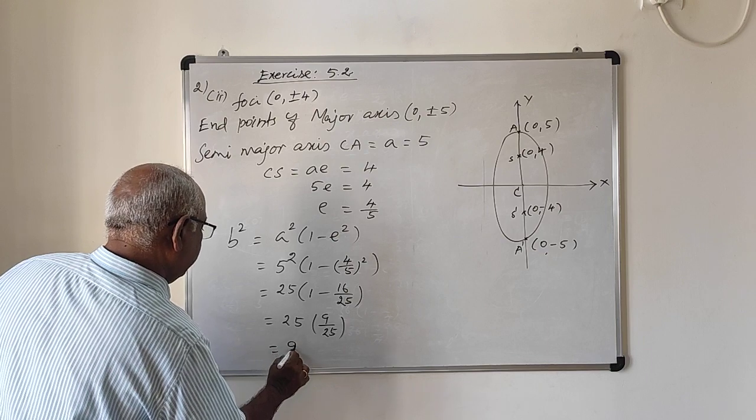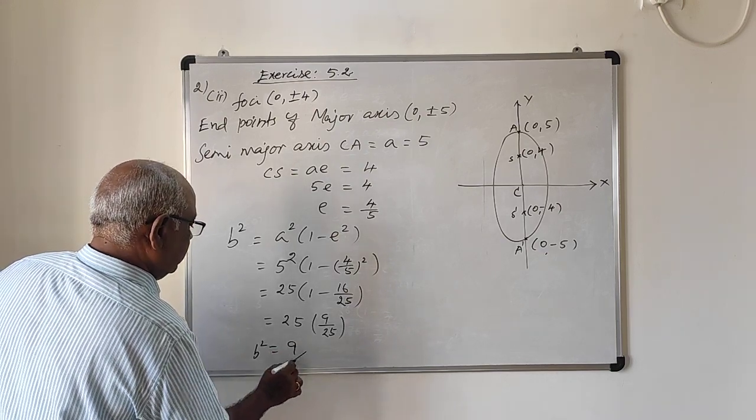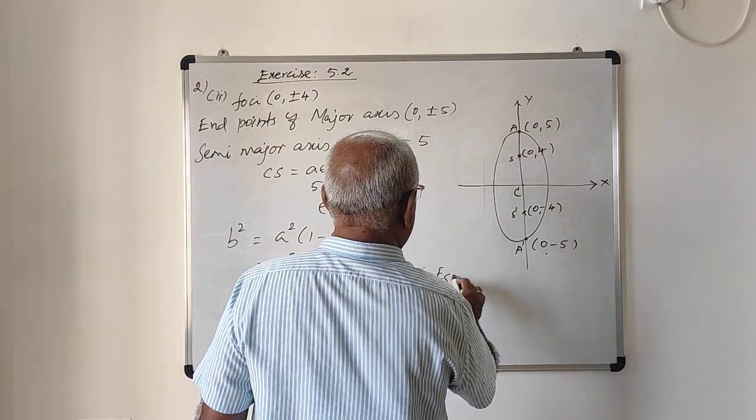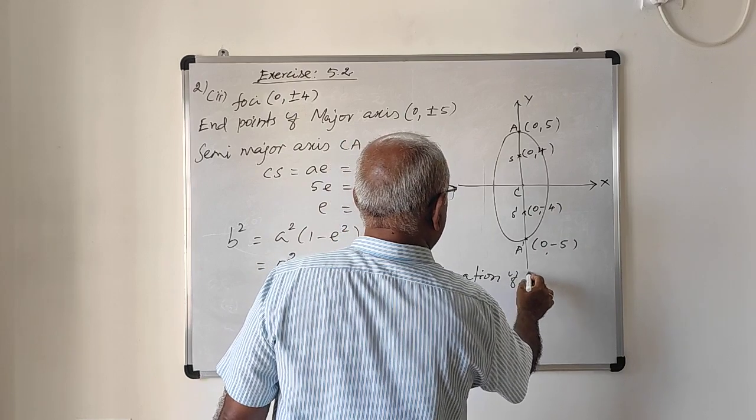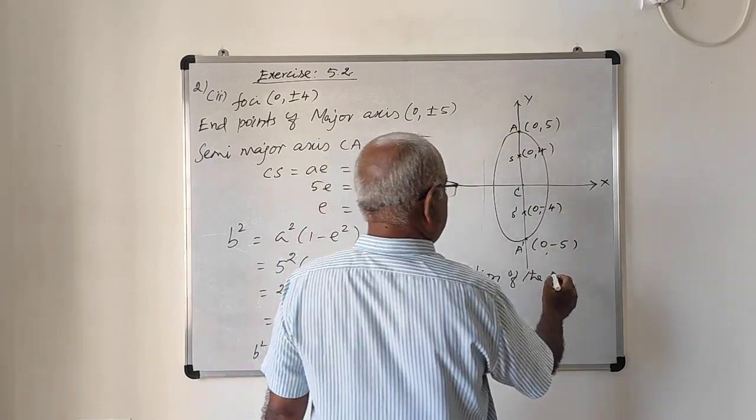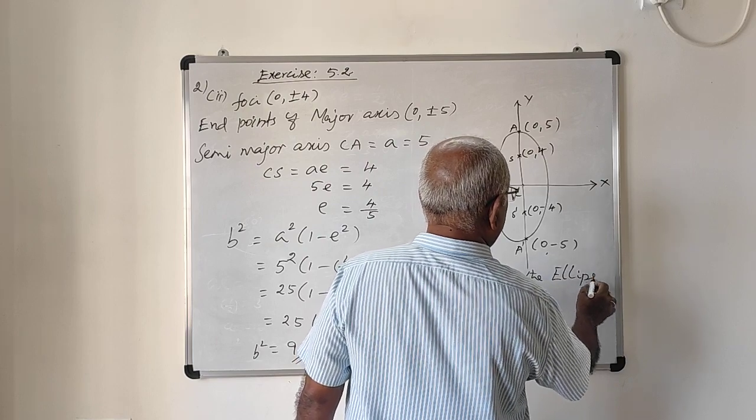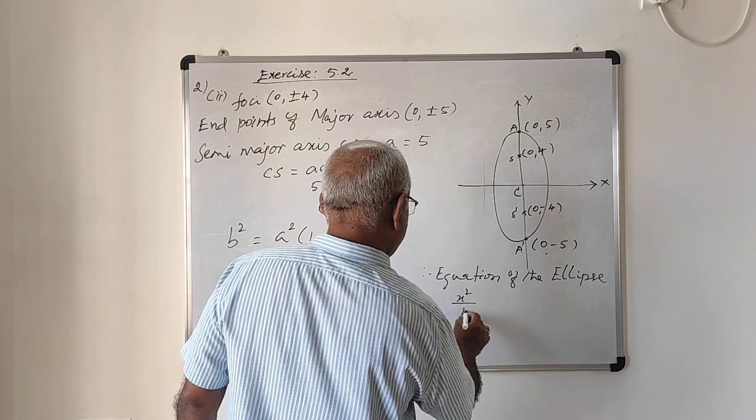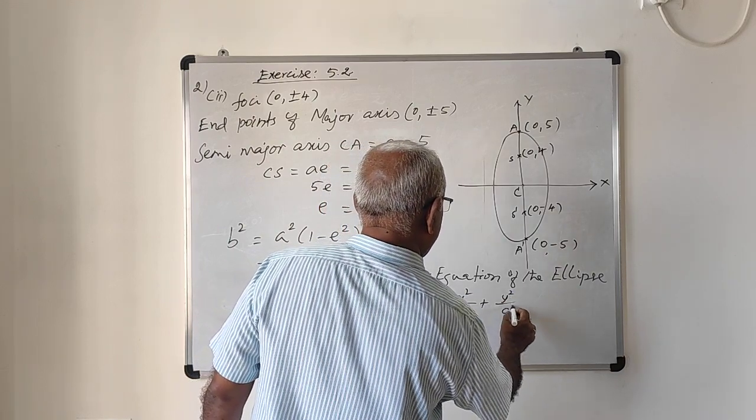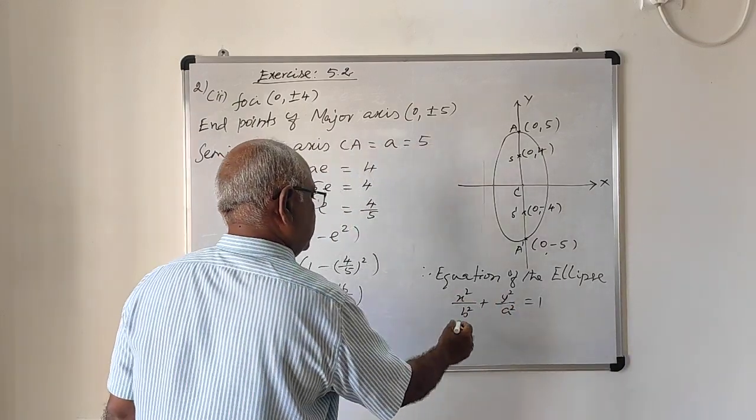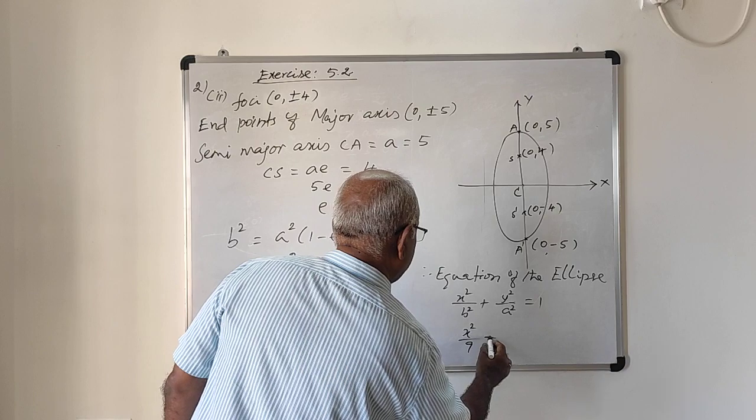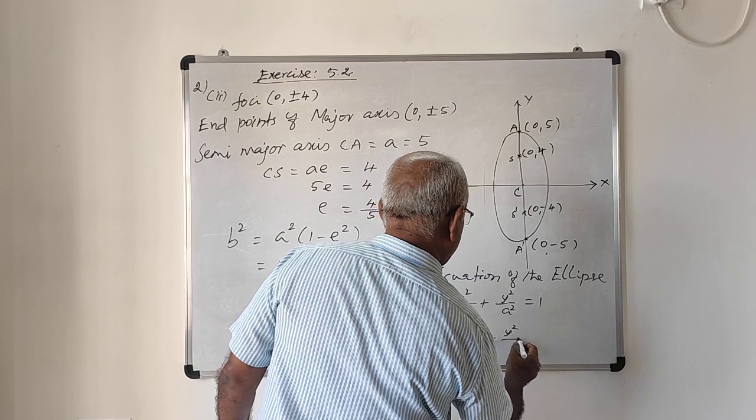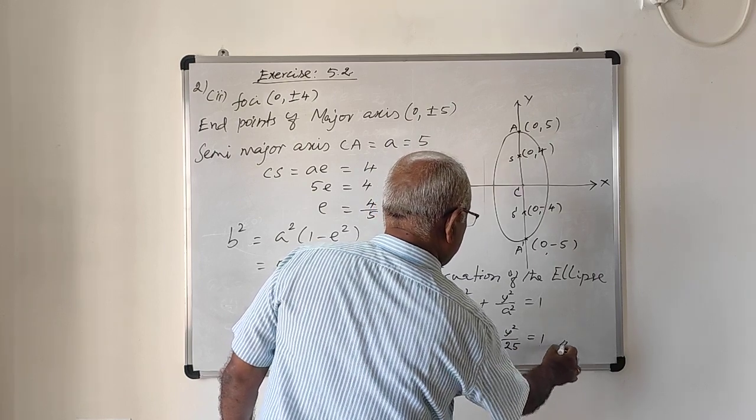Cancelling, you will get 9. B square is 9. A square is 25. Therefore, the equation of the ellipse, with the major axis along the y-axis, is x square by b square plus y square by a square equal to 1. So x square by 9 plus y square by 25 equal to 1. This is the required equation of the ellipse.